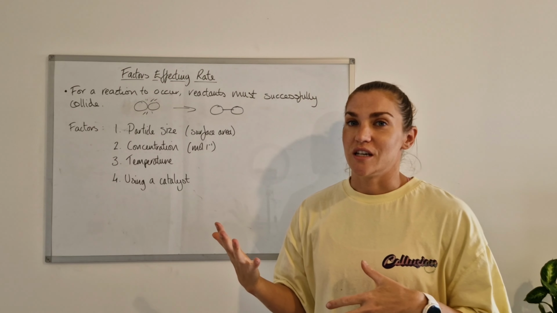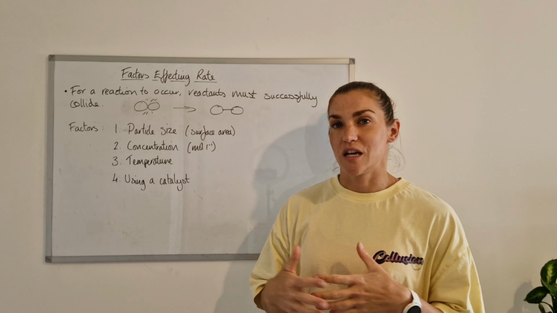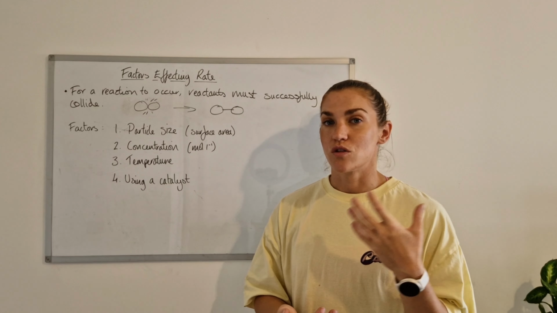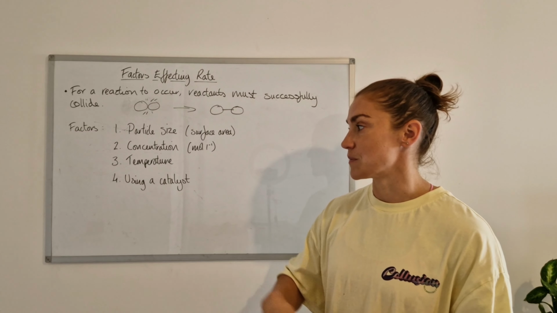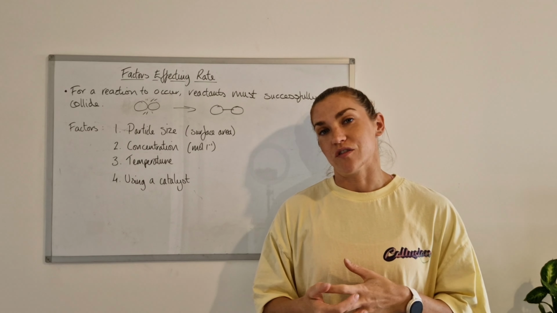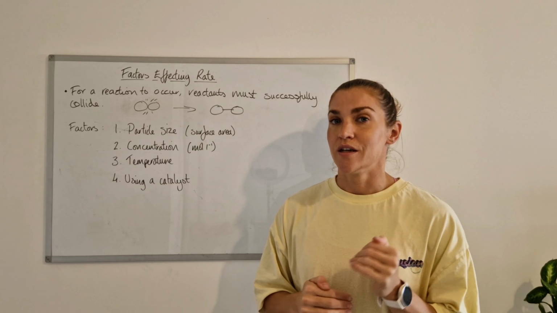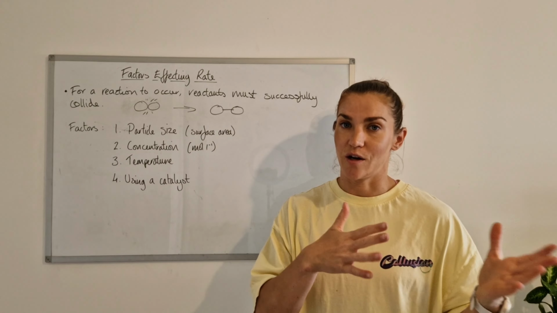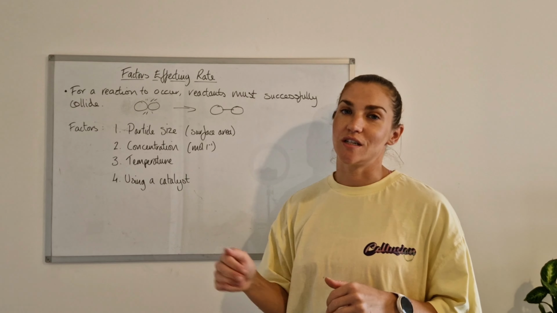Temperature, obviously, is how hot or cold the reaction is. Temperature is essentially a way of measuring how much energy the particles have. The higher the temperature, the more energy there is in the reaction system. And then a catalyst is something we can add into the reaction to affect its rate. It's not like a reactant because it doesn't end up in the final products. It just helps facilitate the reaction and make it faster. Let's have a look at each of these in a bit more detail now.